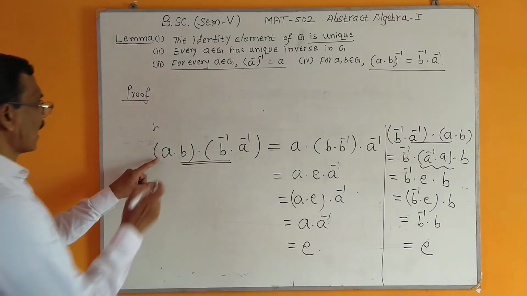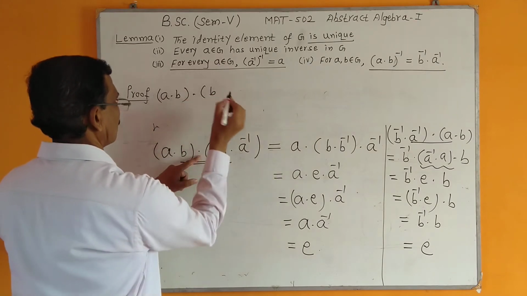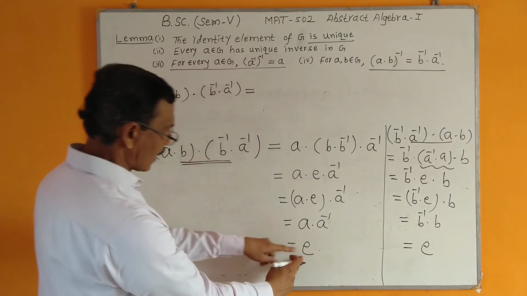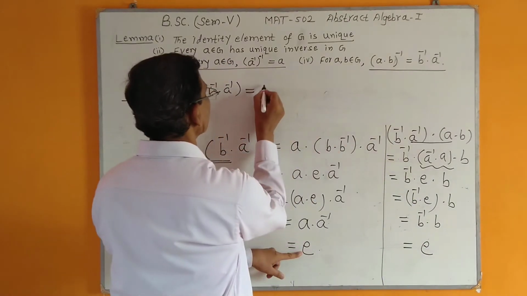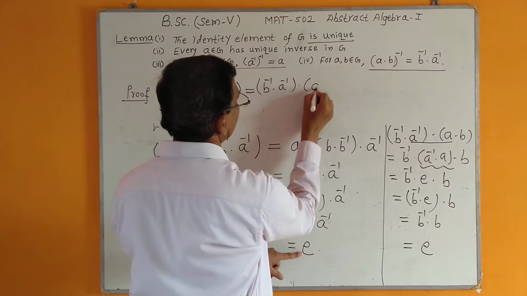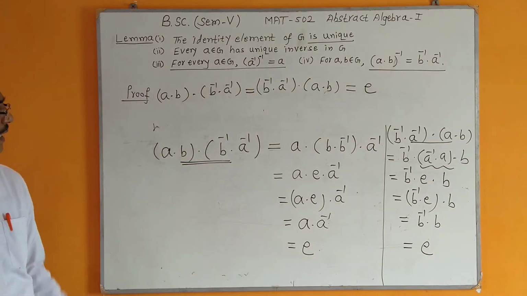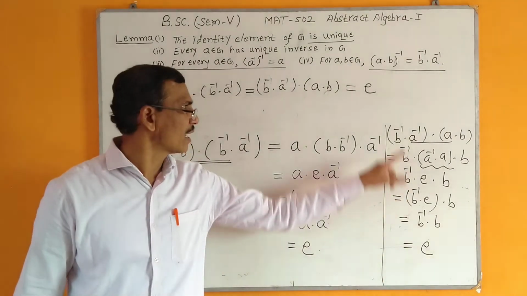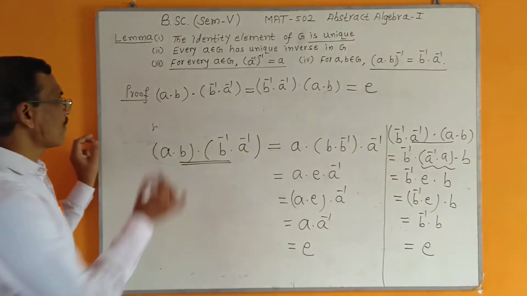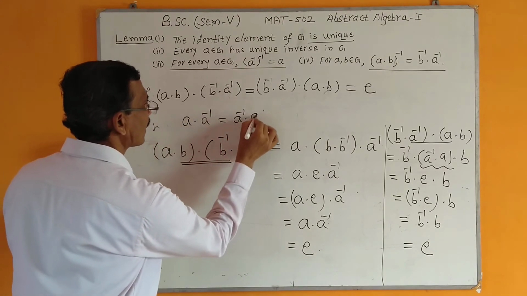That means we are able to prove that A dot B dot B inverse dot A inverse is equal to E, and the value of this E is equal to B inverse dot A inverse dot A dot B, and the value of both expressions is equal to E. Okay, that means the right hand sides are the same, that is the identity element, therefore these two left hand sides must be equal, and its value is equal to E. Now this is the same as A dot A inverse is equal to A inverse dot A is equal to E.